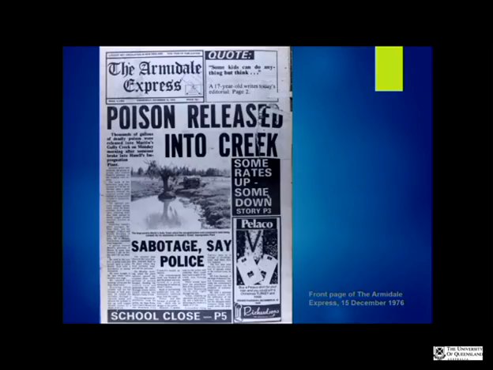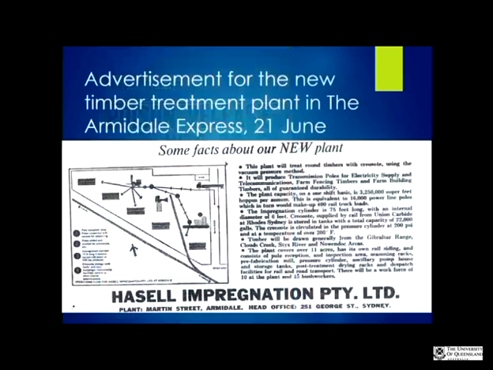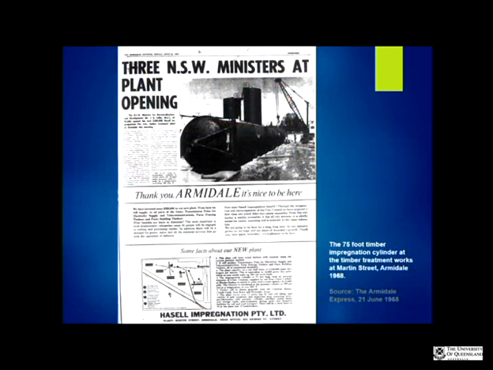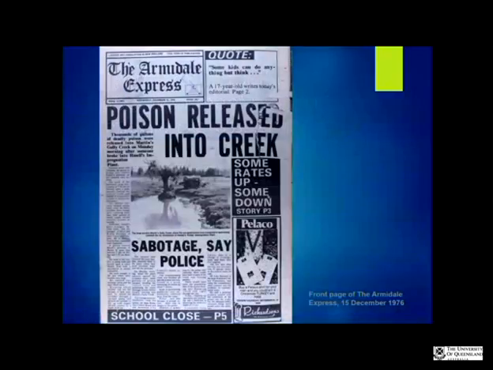We see that thousands of gallons of poison were released into the creek after someone broke into the site and released the liquid from that massive tank that we were talking about, this one here. And this was only one of many pollution incidents that had occurred on the site and which were reported to the council and were recorded in the council's own records. So you can see there's a very close link between what was happening on the site and the knowledge of the council in terms of what was happening on the site.